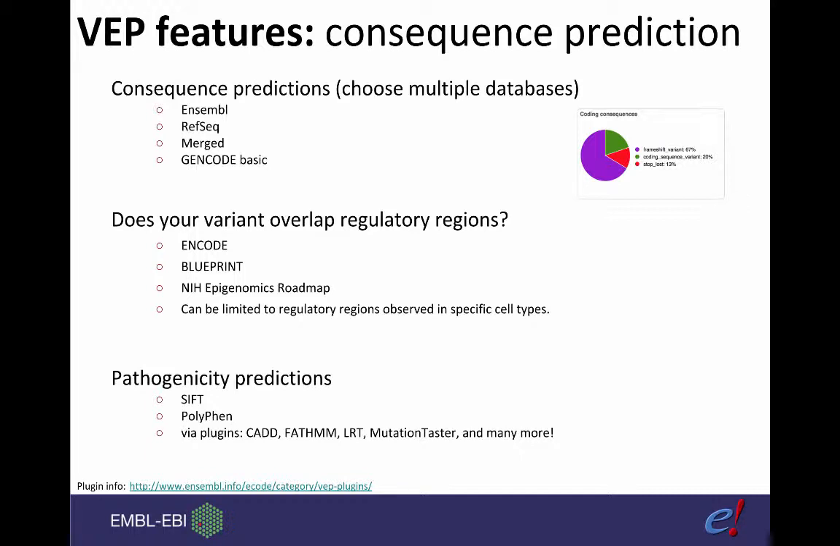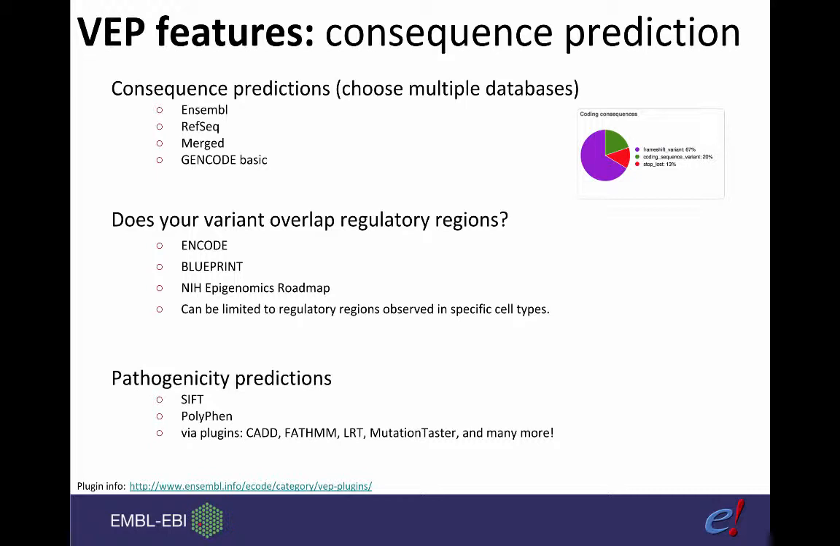If your variants are unknown, then we're also able to tell you a wealth of information about those. So we can perform consequence predictions using our own Ensembl database, so looking at our gene models and transcript models, but also through RefSeq, and you can even use a merged gene set. So if you are commonly using RefSeq, you can still use the Ensembl VEP to annotate your variants. And also the GENCODE basic gene set, which Emily described in the previous session, but essentially is a subset of high-quality protein coding transcripts most often.